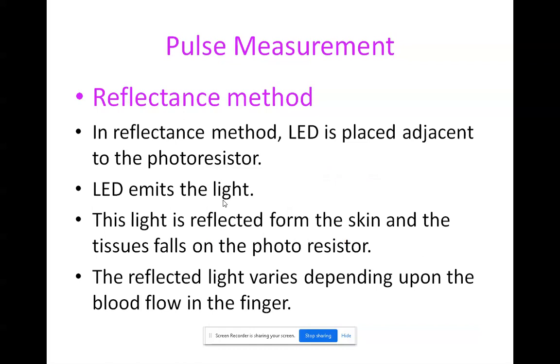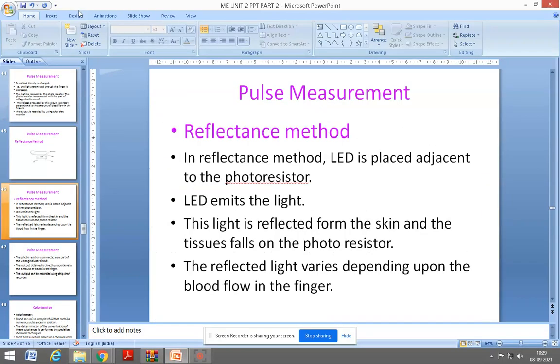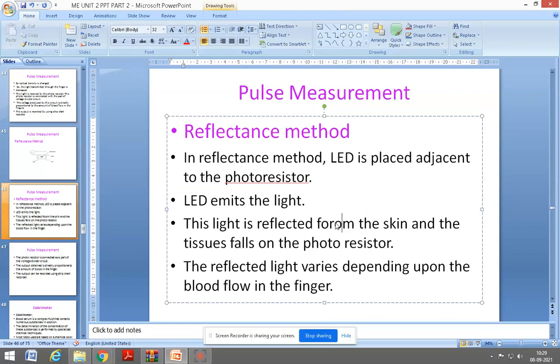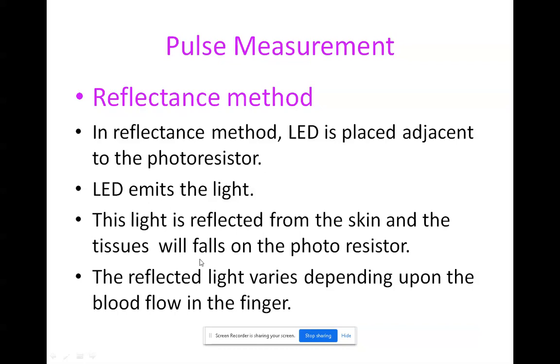In the reflectance method, the LED is placed adjacent to the photoresistor, so they are placed near each other. The LED will emit light onto the hand or finger. This light will be reflected from the skin and tissue and falls on the photoresistor, which is placed nearer to the LED.